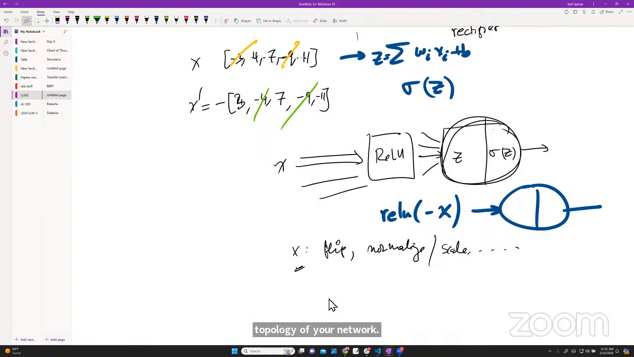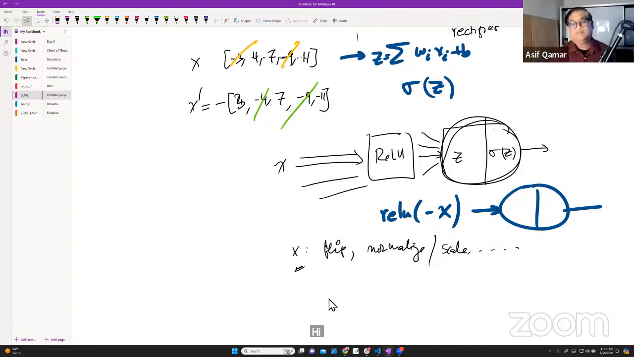Why do you need to make it -x? You can just say ReLU, and if you get anything positive... No, it won't work, because it will suppress all the negative numbers and there will be nothing left to detect. Oh, okay. Now I got it.